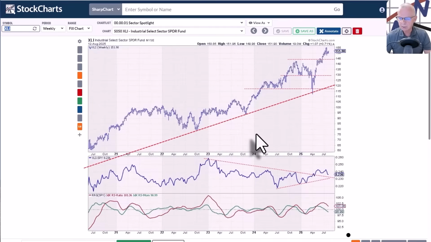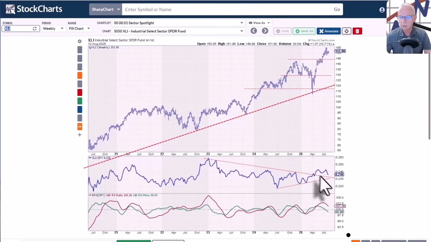Here's industrials, still a pretty good sector. The price chart is holding up. You see that this week we're at the high of the week, so that's initially a good sign. After the breakout, the relative strength line has done not much, and that's the reason why the momentum has dipped below 100 and it's now dragging the RS ratio line lower.